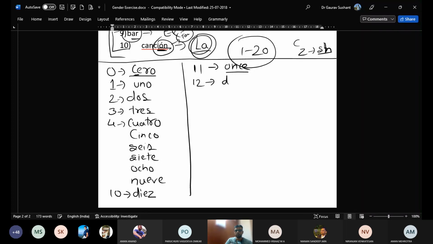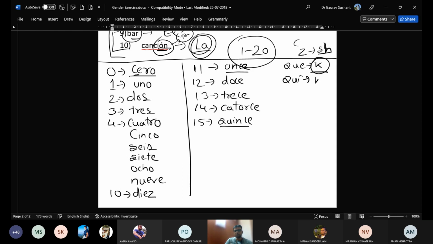It will be once, doce, trece, catorce, quince. I have told you earlier also that when Q, U and E come, the pronunciation is just a simple K of English, and when Q, U, I come, it becomes key. So that's why it is quince. Don't use any English-like pronunciation.